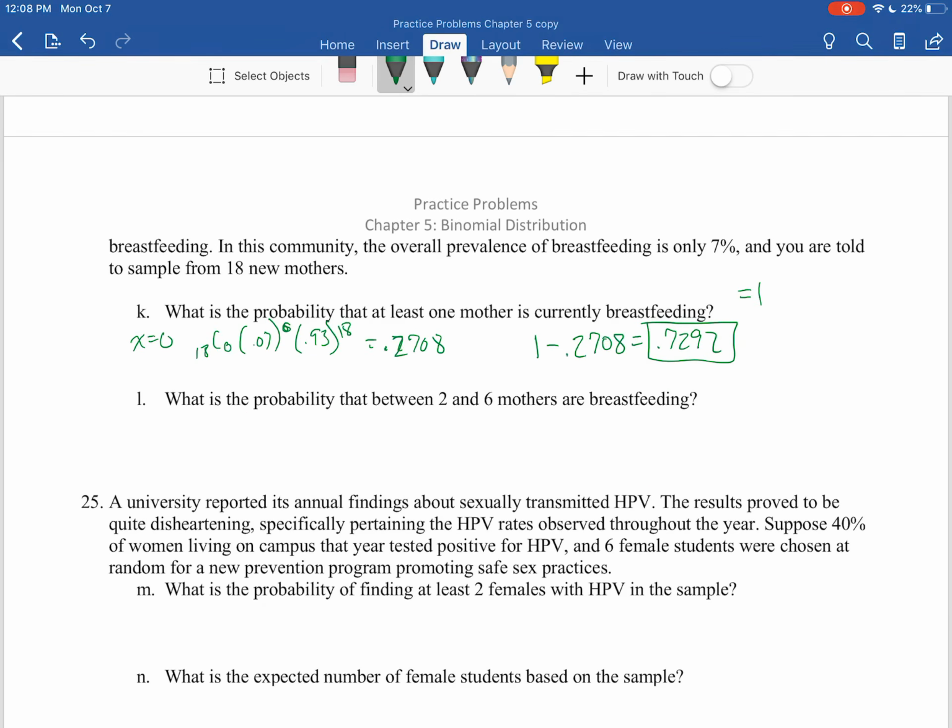Next problem here is between 2 and 6 mothers. So remember, we don't really care about the bookends of it. We just want to know the middle values, so we're looking for 3, 4, and 5. And we're going to add all these up.